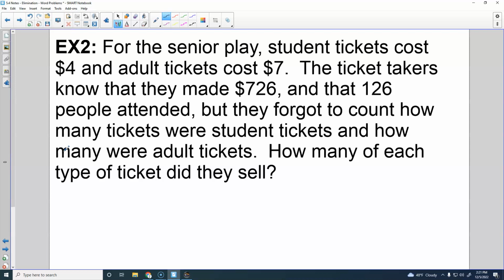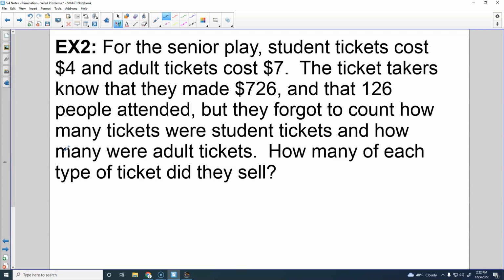But you can imagine that this could happen, so lots of places are going to charge differently for either students and adults, or maybe sometimes it might be for adults or senior citizens or something like that, have different prices. So senior play student tickets only cost $4, but adult tickets cost $7. Ticket takers know that they made $726. That is very easy to come up with because you count your money at the end of the night, right? You know how much money you have. And that 126 people attended. So that is also pretty easy to count, as long as you don't have people there that did not pay to get in like we had that particular time.